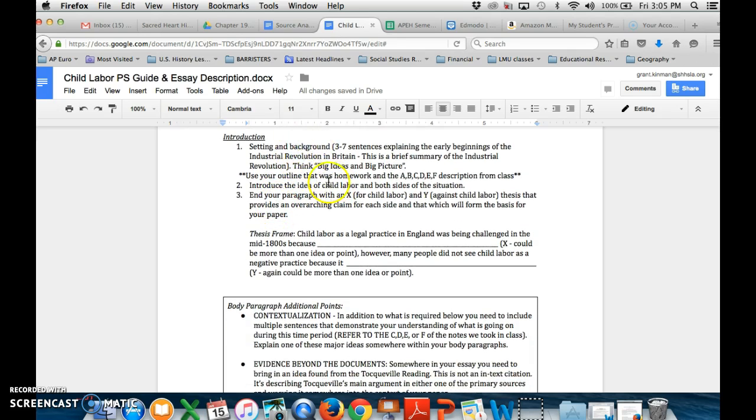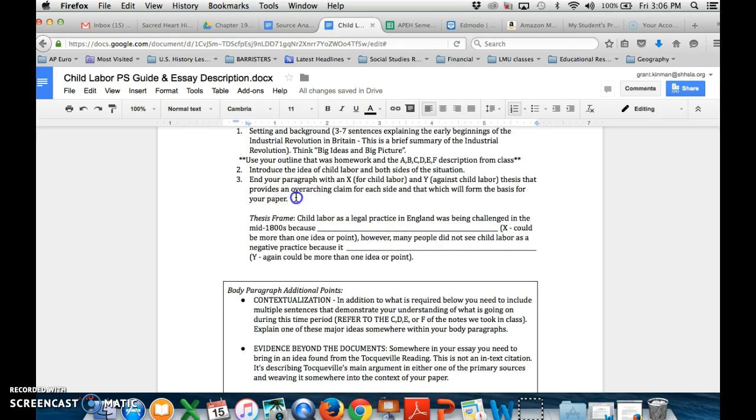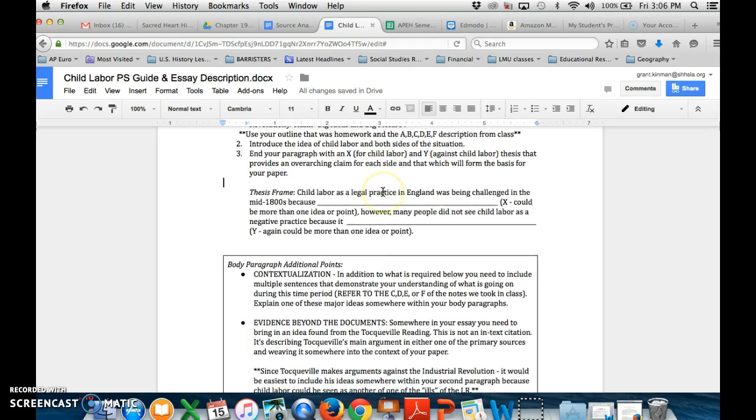Then, after you've introduced the setting and background, you want to introduce the idea of child labor and both sides of the situation. So acknowledge the fact that in the 1840s, child labor was legal, and also acknowledge the fact that there are arguments for and against it. And then you're going to put your thesis in. So your thesis is 1 claim for child labor and 1 claim against child labor.